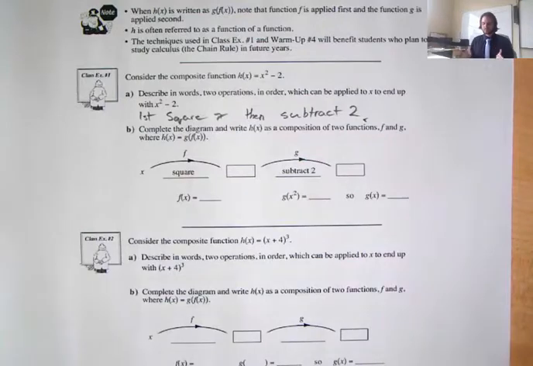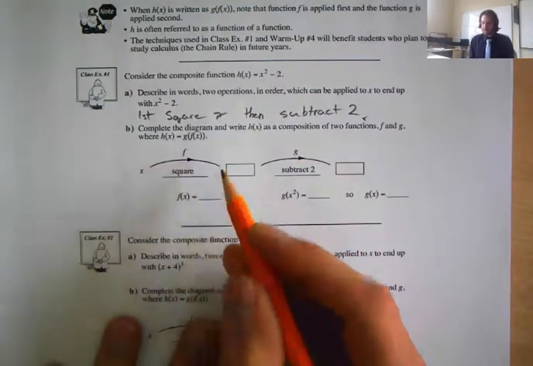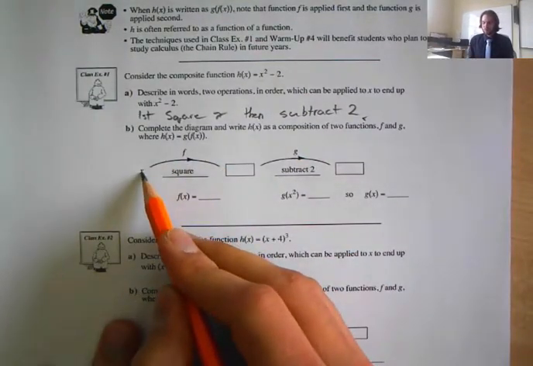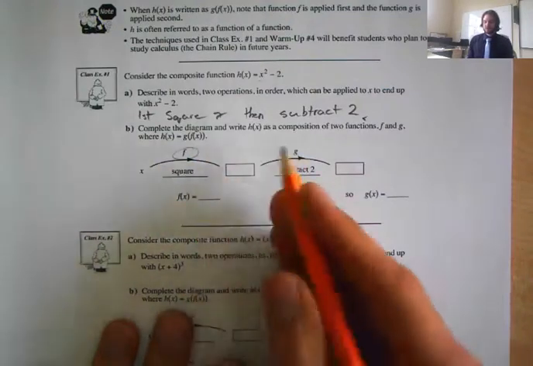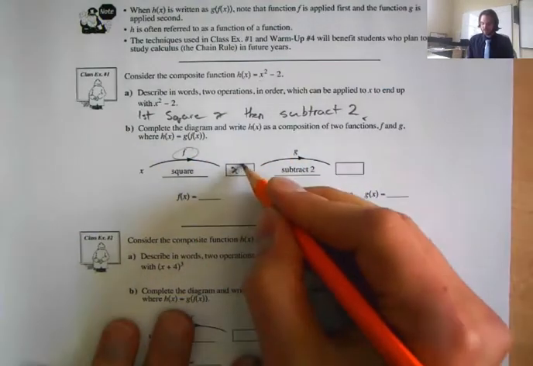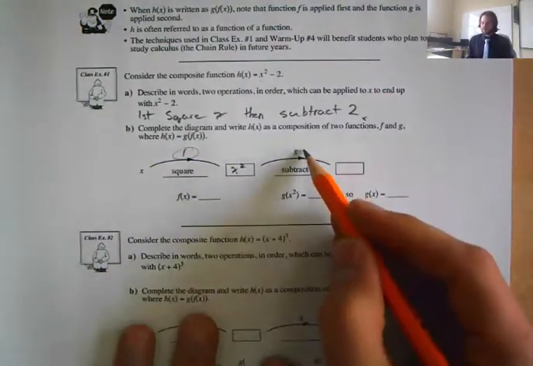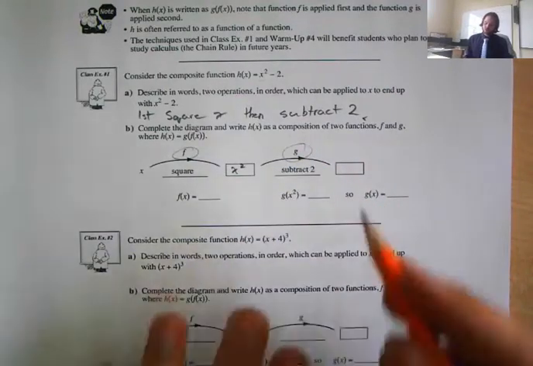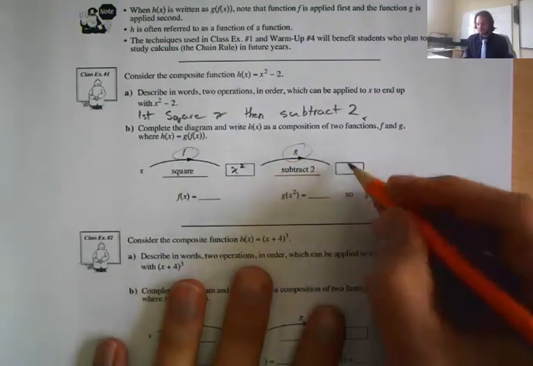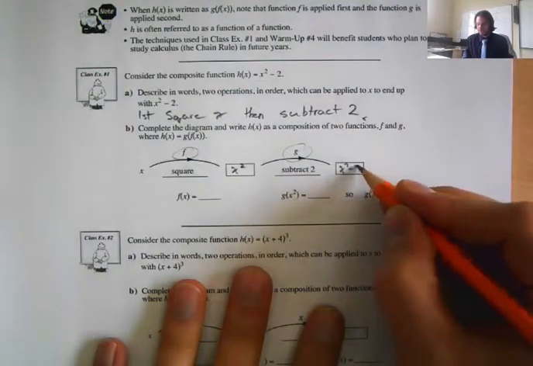Now, let's take a look at this here. Part B, we want to know what's happened. So when x went through f first, what did we do? We squared it. We end up with x squared. Then we went with the function g of x, which meant we subtract 2. So that's x squared subtract 2.